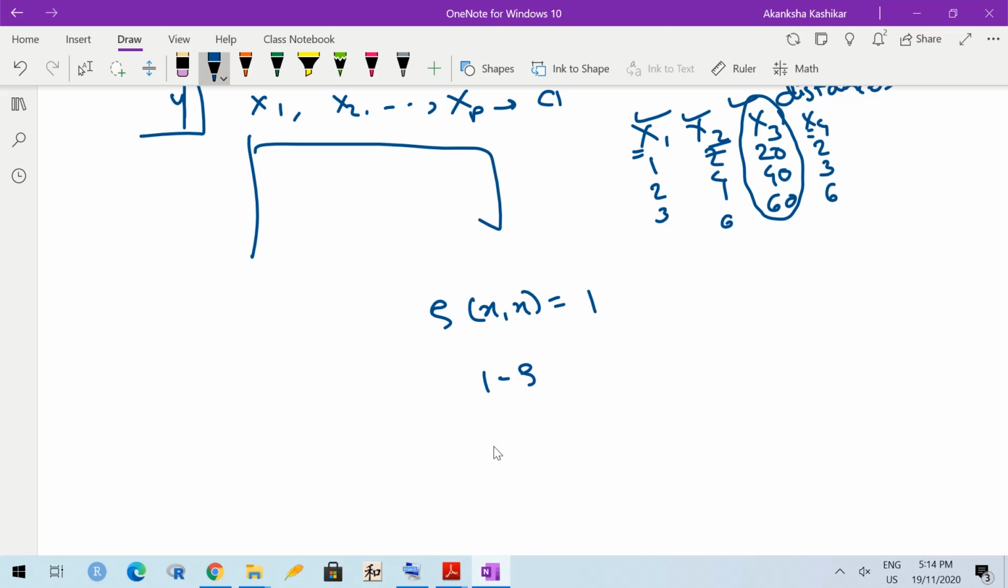So what is an option? One option is to go with 1 minus rho. What would be the range for 1 minus rho? Rho can be between minus 1 to plus 1. So 1 minus rho can be between 0 and 2. When rho is minus 1, it would be 2. When rho is plus 1, it would be 0.